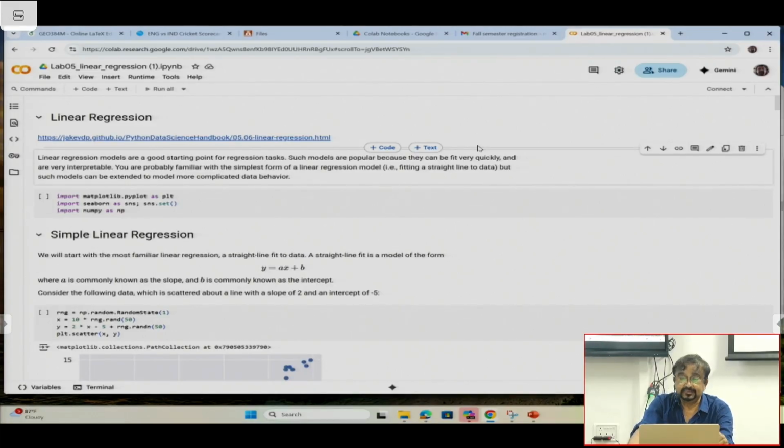So what we do here is we import these libraries. This matplotlib actually does the plotting.